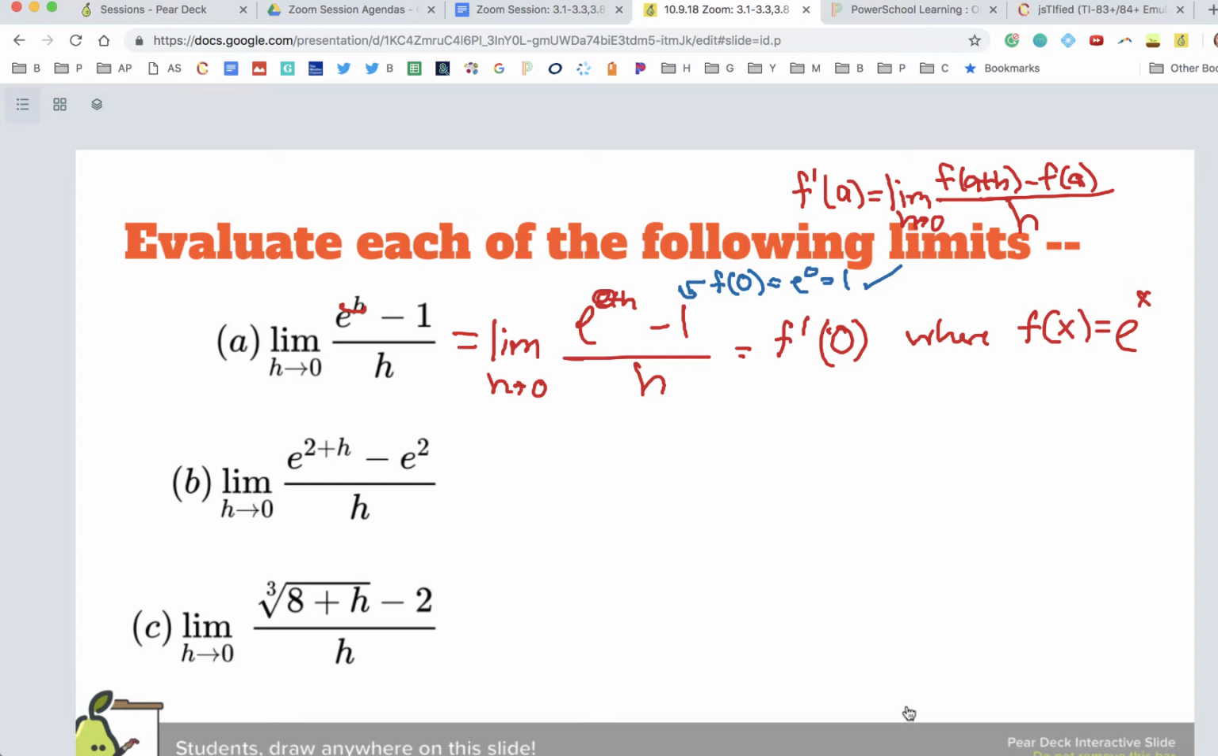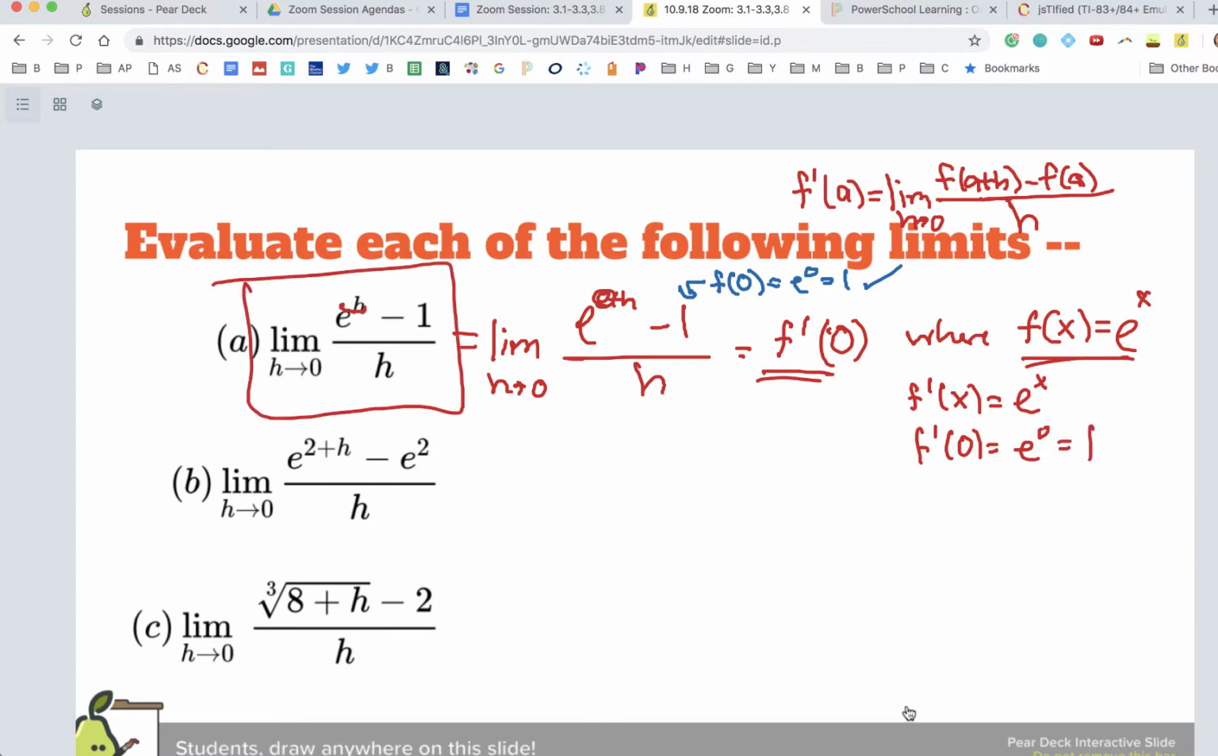Let's evaluate. They want us to evaluate this. So this is the definition of f prime of 0, where f of x equals e to the x. So that means that f prime of x is going to be e to the x, because the derivative of e to the x is e to the x. And f prime of 0 is e to the 0, which is 1. So my final answer is 1.